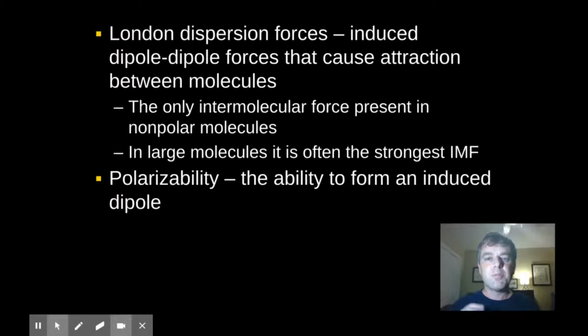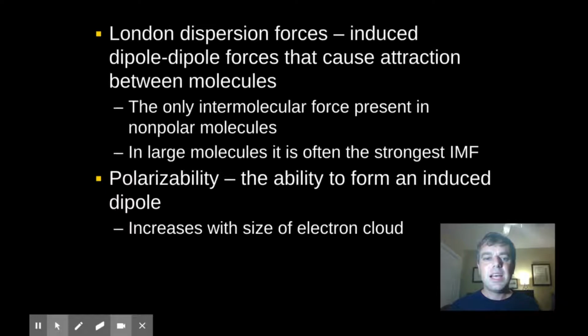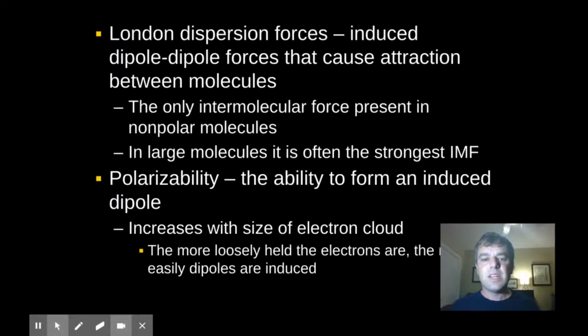And there's a term called polarizability. Whenever you're discussing this, the term polarizability is a good term to put into your free response as long as you use it correctly. Polarizability is the ability to form an induced dipole. And something is more polarizable the larger its electron cloud.